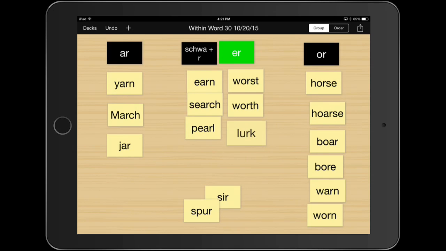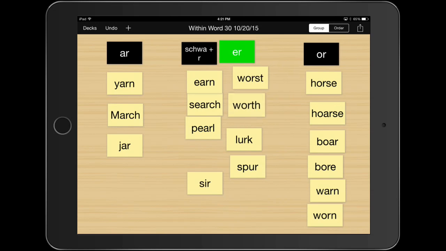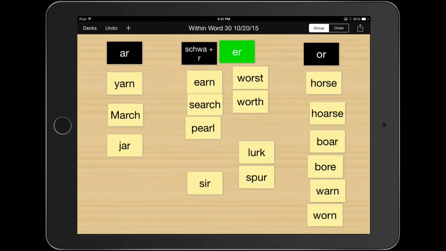Now let's look at the last three words. Lurk, you hear the ER sound again, but it's spelled with a UR, as well as spur, S-P-U-R. And finally, we have sir, with an IR. So we have, as you can see, four different spelling patterns for that sound. So be careful with this group this week. If you'd like, you could almost split those like I have into kind of mini groups or subgroups.